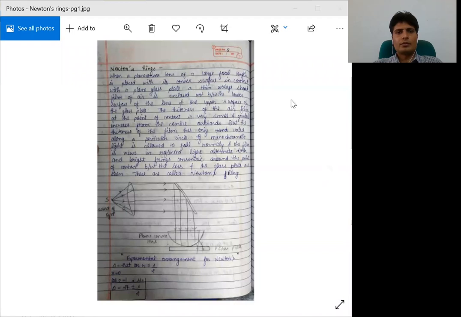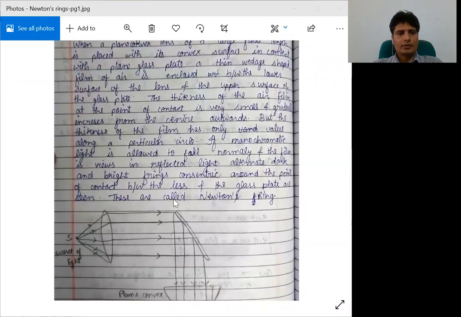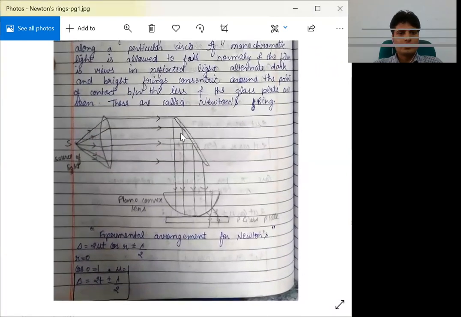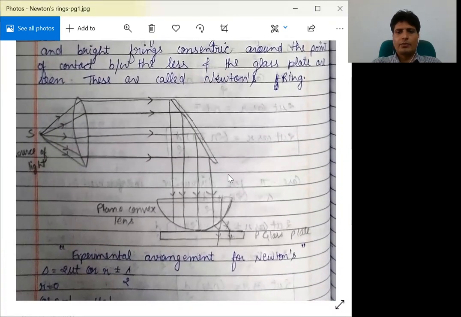Topic of my today's session is Newton's rings and the expression for the diameter of the Newton's rings. So, we're starting. You can see over here. So here you can see the diagram for the Newton's rings experiment.